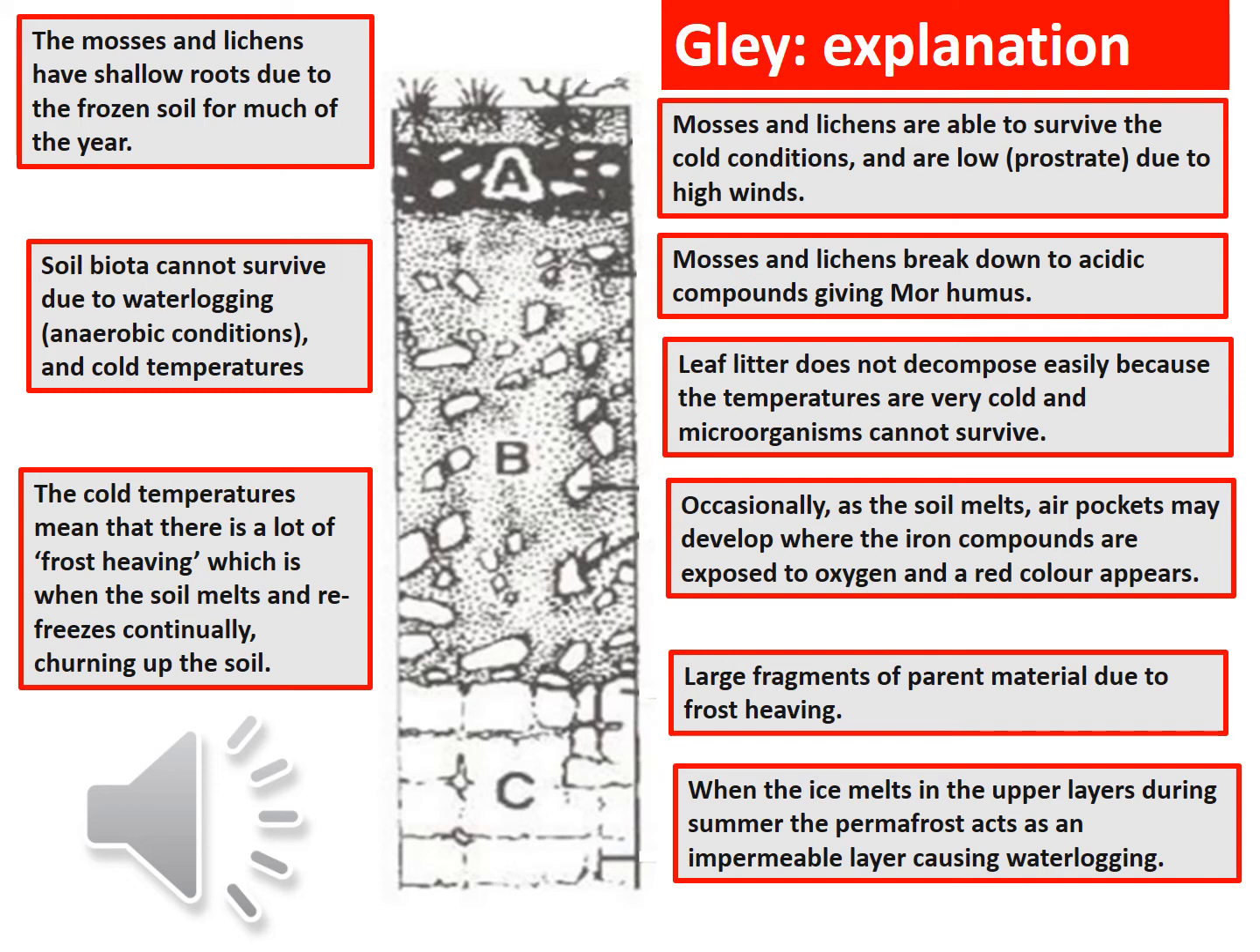These mosses and lichens will break down over time. It takes quite a long time. The fermentation process is going to be slow because it is very cold, but they will break down to give an acidic compound, therefore leading to the more humus layer. Okay? The leaf litter doesn't decompose easily, as I've said, because the temperatures are very low and microorganisms cannot survive. So it's going to take a long time for any of that vegetation to decompose. So that's why you've got a thick layer of leaf litter, but a very thin layer of humus.